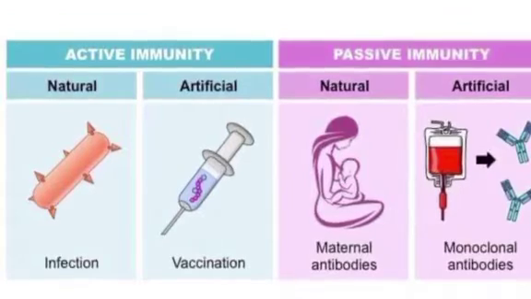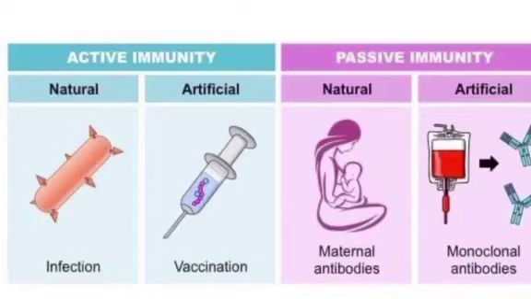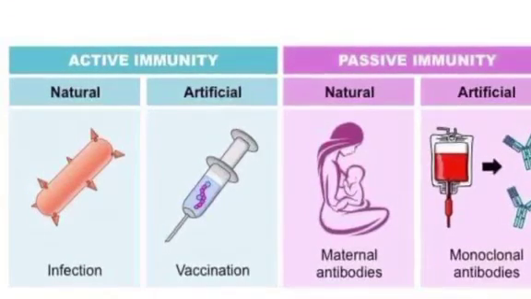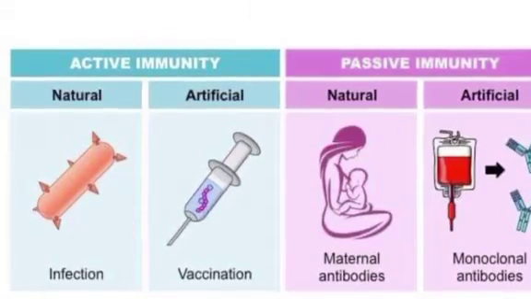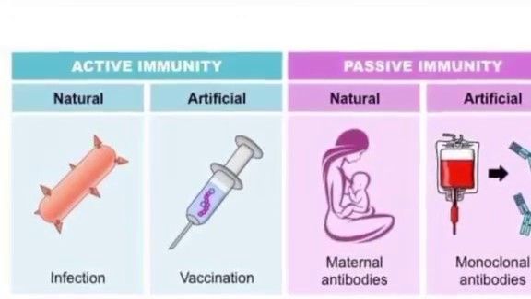Passive immunity is provided when a person is given antibodies to a disease rather than producing them through his or her own immune system. A newborn baby acquires passive immunity from its mother through the placenta. A person can also get passive immunity through antibody-containing blood products such as immune globulin.